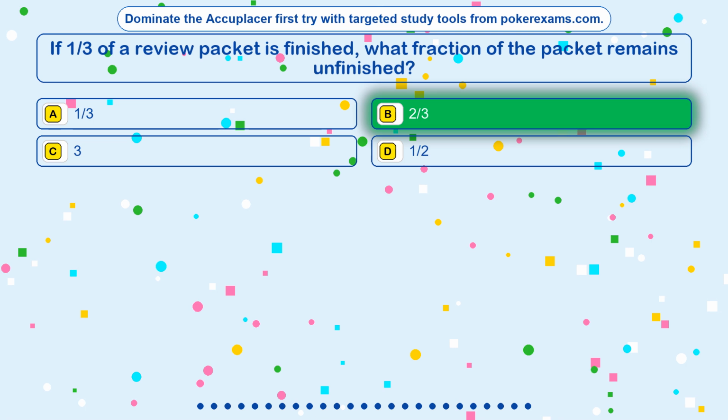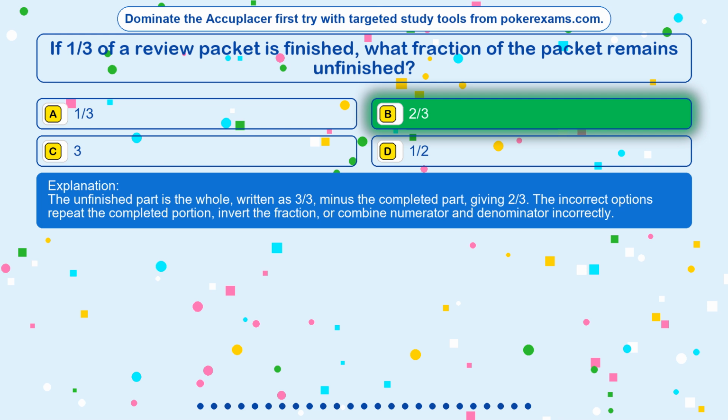The correct answer is option B, 2/3. The unfinished part is the whole, written as 3/3, minus the completed part, giving 2/3. The incorrect options repeat the completed portion, invert the fraction, or combine numerator and denominator incorrectly.